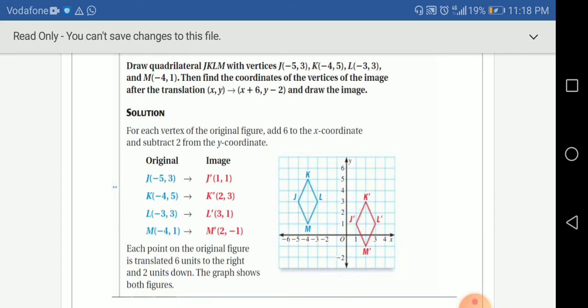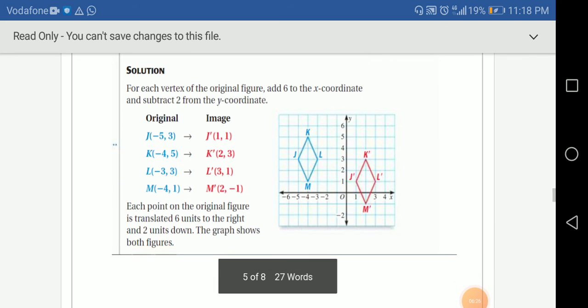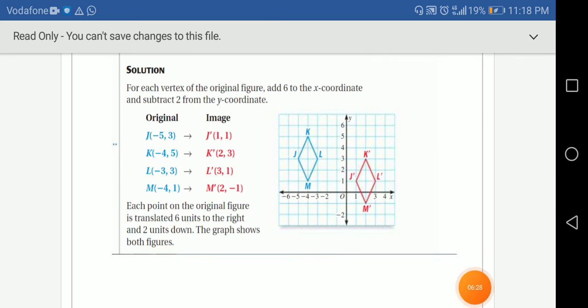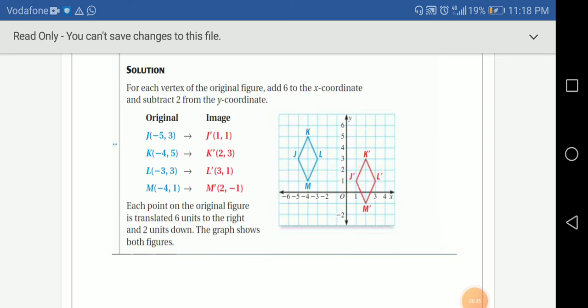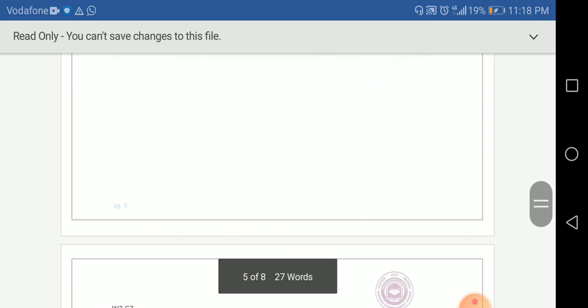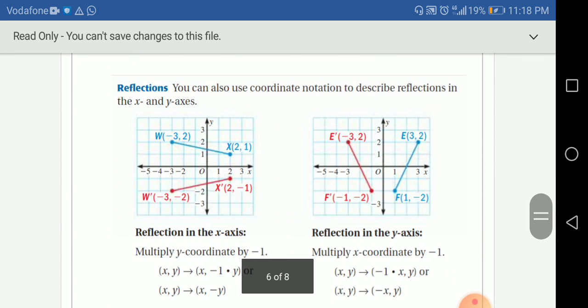After that, I'm going to draw the segments to draw the new quadrilateral. So each point on the original figure is translated 6 units to the right and 2 units down. The graph shows both figures, as you see. Okay, easy and very interesting, I think so.